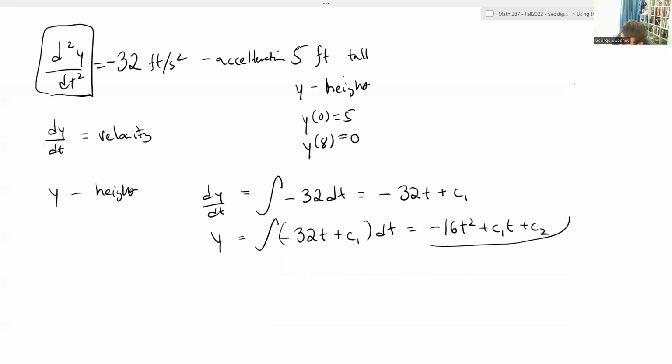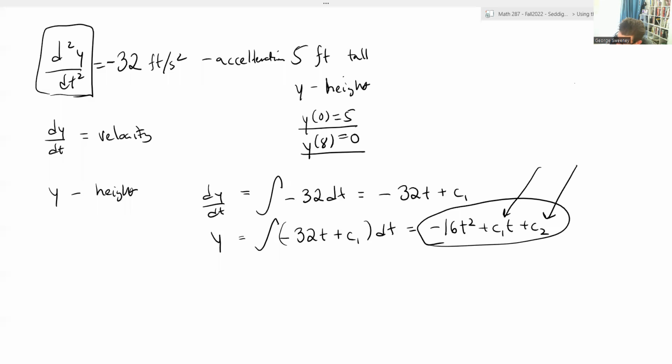Now, this is the function for height. I need to find c1, I need to find c2. I'm going to use my initial conditions in order to do that, just like we've seen in our initial value problems. This is a straight initial value problem with just a little bit of extra knowledge thrown in there.